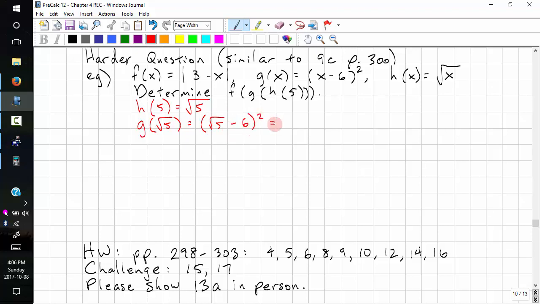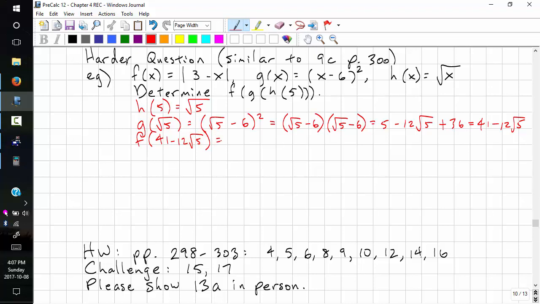We need to expand this. So square root 5 minus 6, square root 5 minus 6, but root 5 times root 5 is 5. This is negative 6 root 5. This is also negative 6 root 5, so we have negative 12 root 5. And then we have negative 6 times negative 6, that's 36. Now we have f of this expression. We might as well simplify this. This is 41 minus 12 root 5.